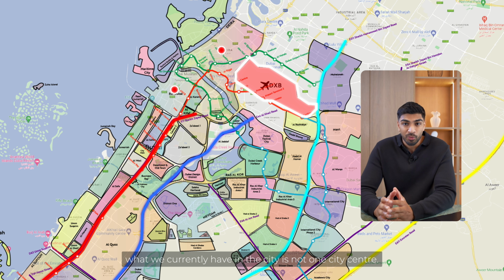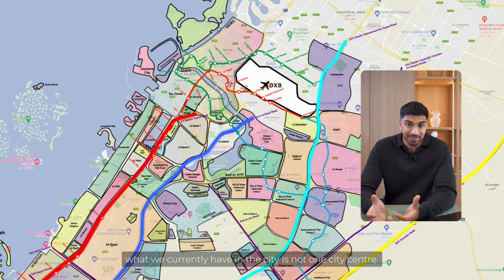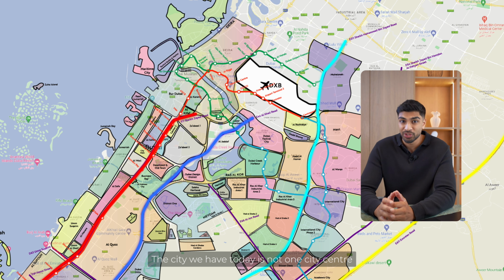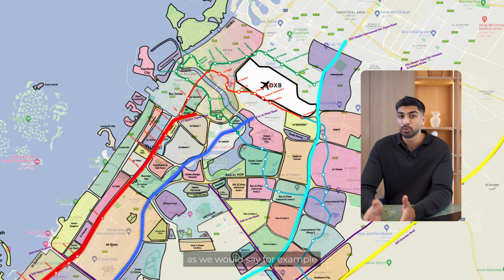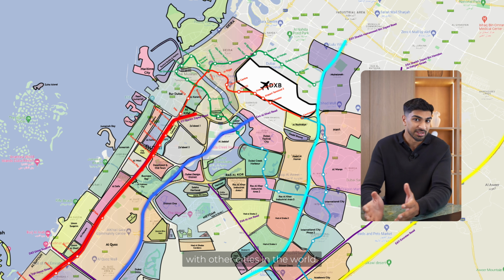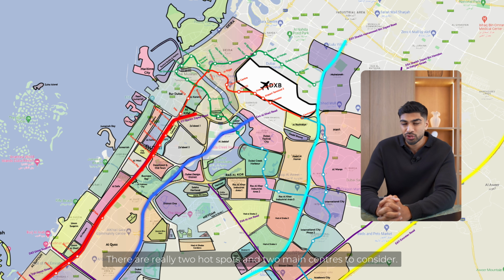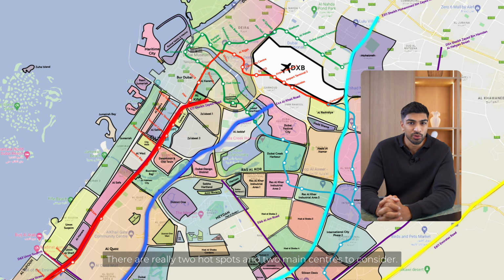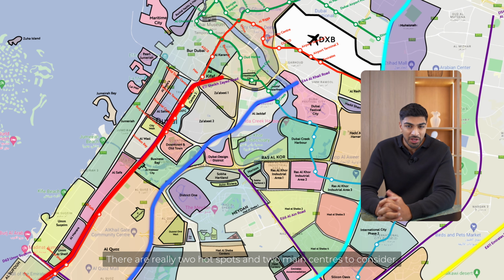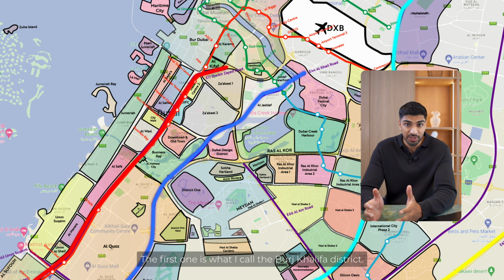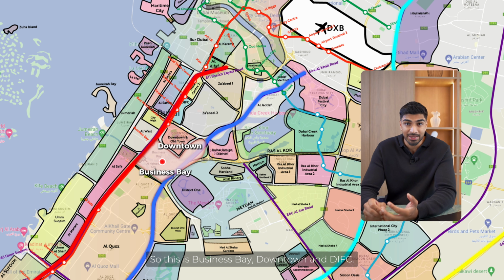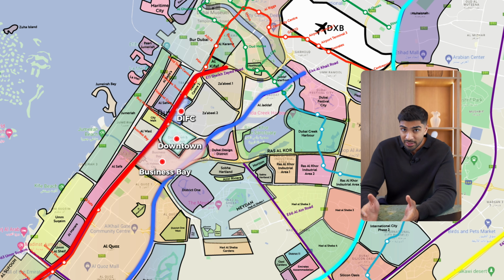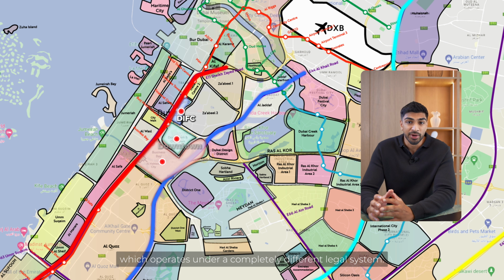On top of that, what we currently have in the city is not one city centre as we would say, for example, with other cities in the world. There are really two hotspots and two main centres to consider. The first one is what I call the Burj Khalifa district. So this is Business Bay, Downtown and DIFC, DIFC being an area which operates under a completely different legal system.